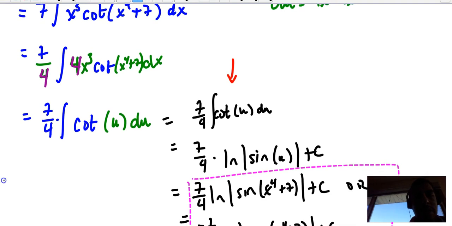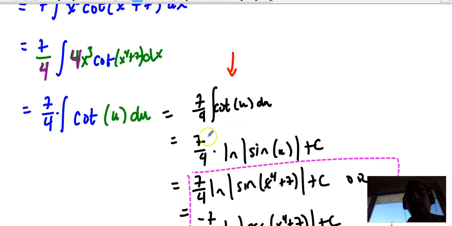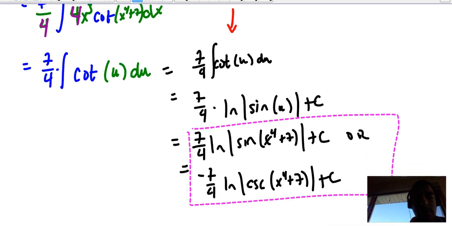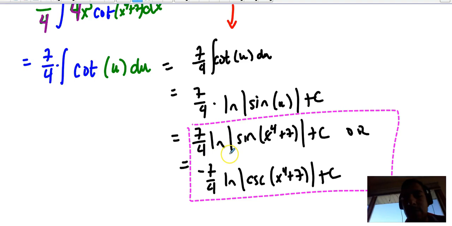And since we already derived the antiderivative cotangent, we want to just jump right to it, which is the natural log absolute value of sine of u. You are not expected to actually derive cotangent each time, which means our final answer is going to be equal to the 7/4 natural log of absolute value of sine of x to the fourth plus 7 plus c, or just to keep you on your toes, we could do the reciprocal of sine, which is cosecant, and that would just mean a negative in front of the log.